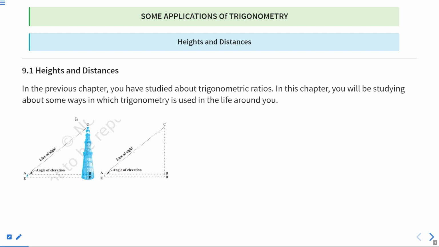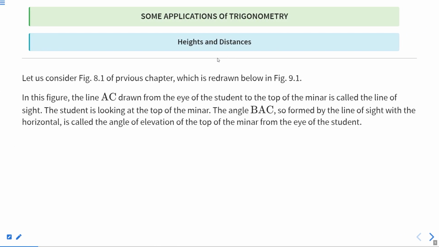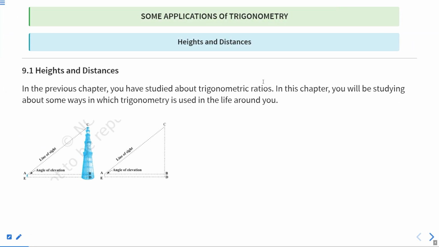We have seen this type of problem in the introduction of the previous chapter, that is, Introduction to Trigonometry. In this chapter we will study this type of problem, about heights and distances. Let us consider figure 8.1 from the previous chapter, which is redrawn below as figure 9.1. Here we have drawn this figure.